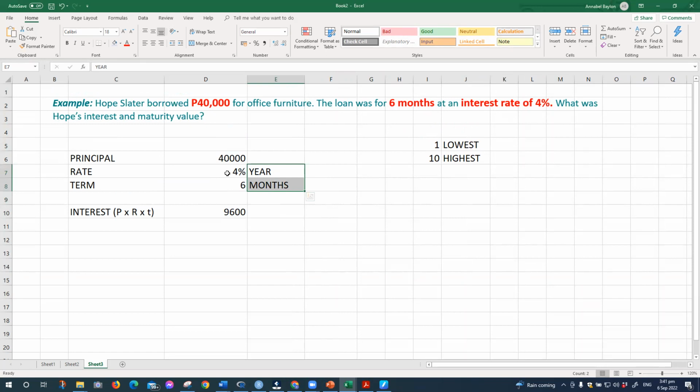Either convert this into months and you can use this, so what we get is interest per month. Or convert this into year, this will remain as year, so what we'll be getting is interest per year. You see the difference, no? Okay, let's check.